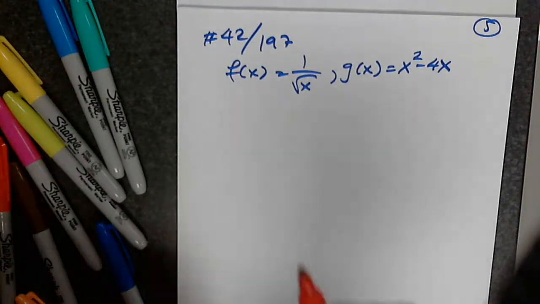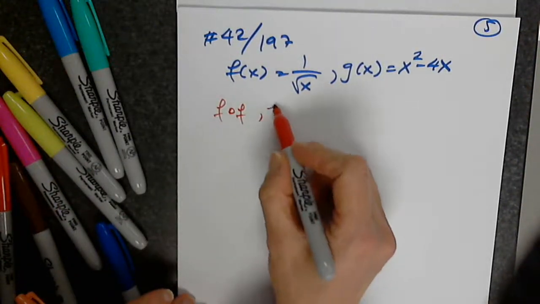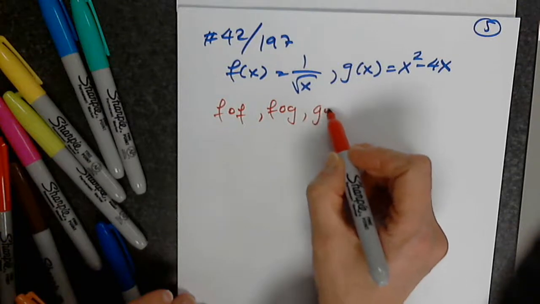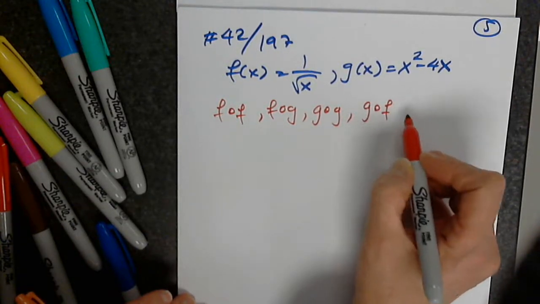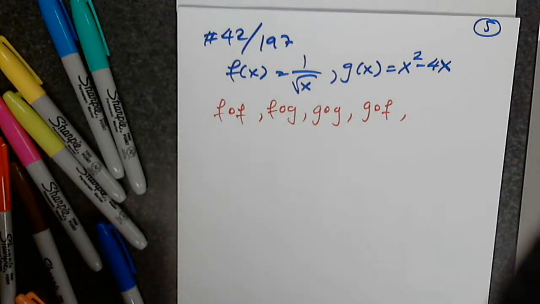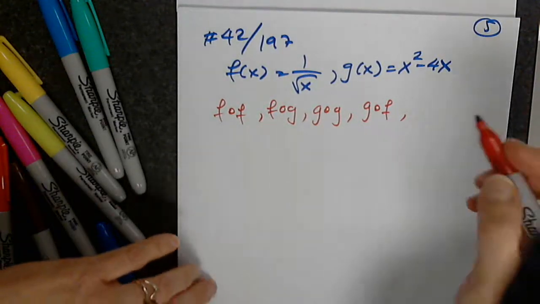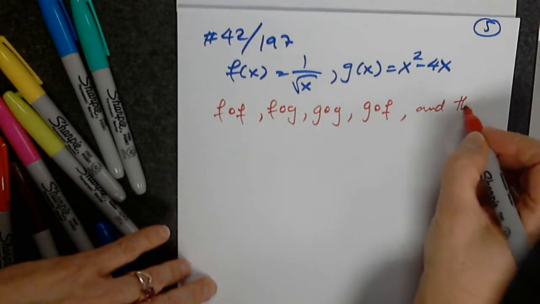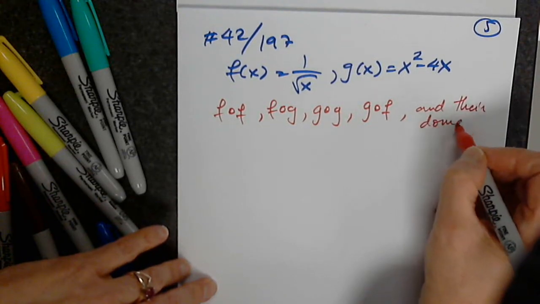We are asked to do a lot of things here. We are asked to find f∘f, f∘g, g∘g and g∘f, and all their domains. This will take half an hour. So we're going to pick and choose, and their domains.